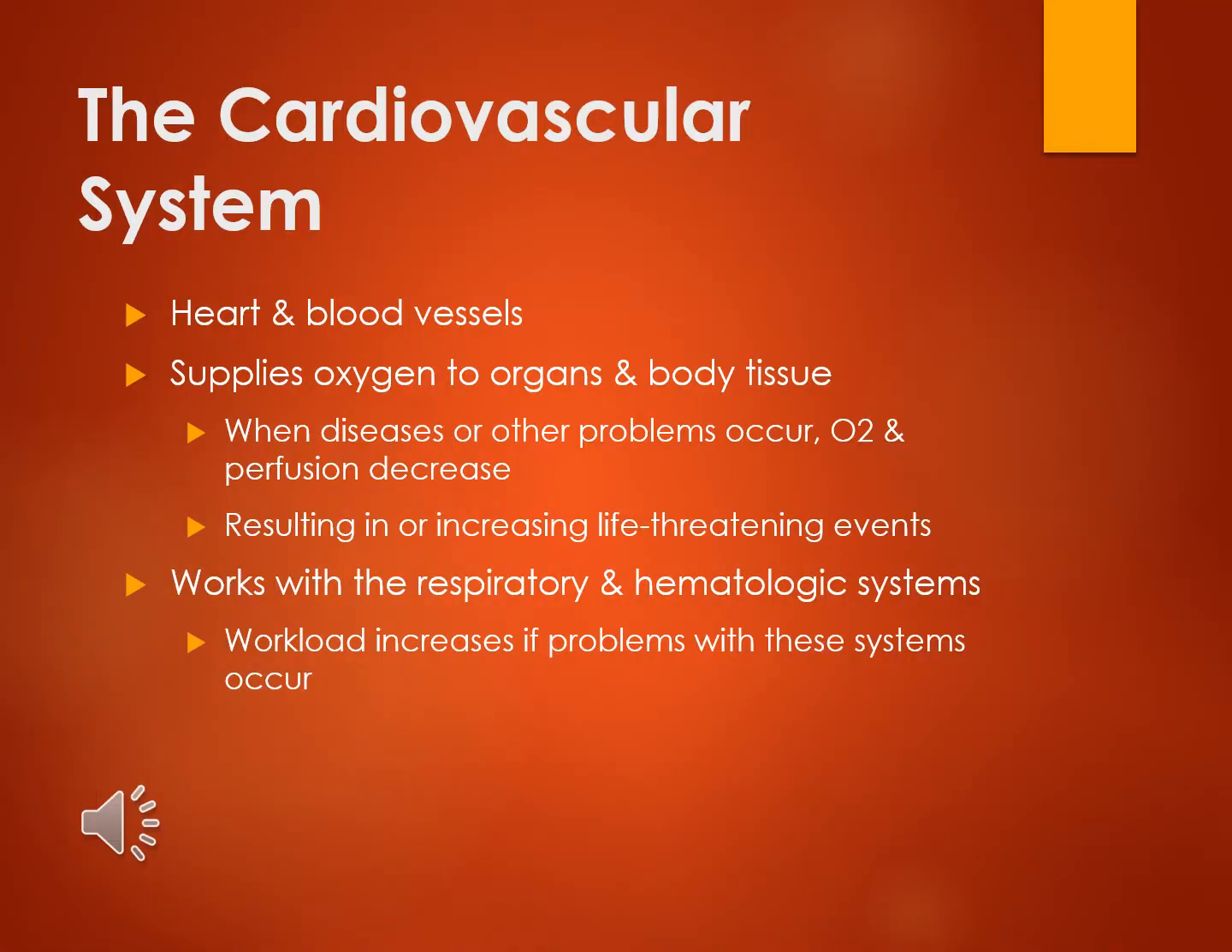The cardiovascular system includes the heart and its blood vessels. It supplies oxygen to organs and other body tissues. When diseases or other problems occur, oxygen and perfusion decrease. Also, it can result in or increase with life-threatening events. The cardiovascular system works with the respiratory and the hematological systems. Workload increases if problems with these systems occur.